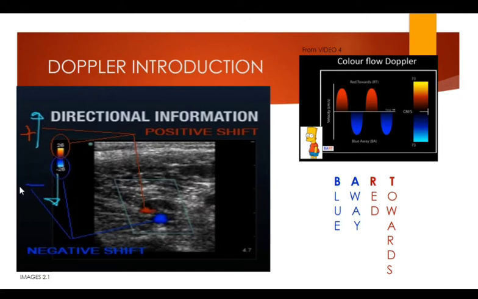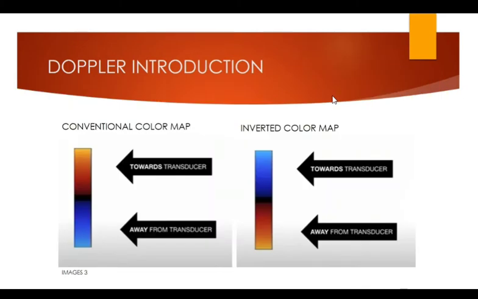Now that's our conventional map. We can swap that, and I'll explain that in a minute, but usually most of the time we remember BART. And here's a little photo of BART to help you remember that, and that is for blue is away and red is towards. But as I said, that is our conventional color map. The thing that we do need to remember is that that can be inverted, okay?